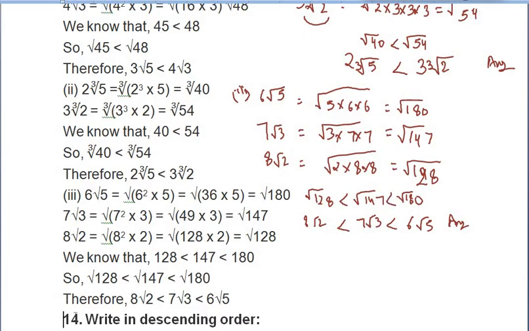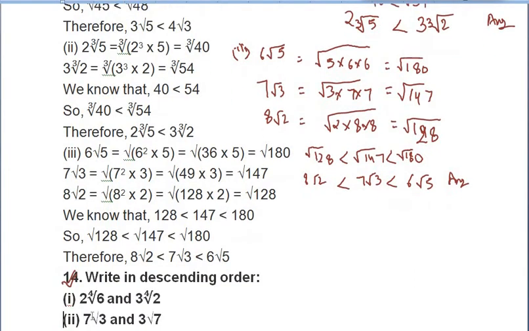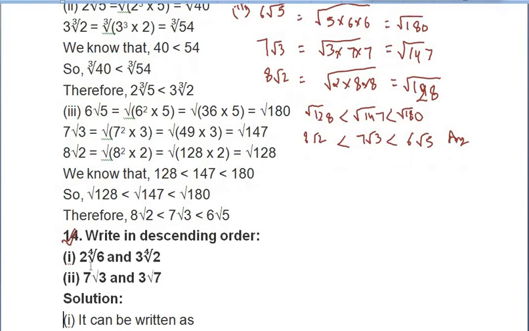Now the next question is question number 14, write in descending order. This descending order also you have to do in the same way. So here the numbers given are 2 4th root 6, 3 4th root 2. First you pause the video and try to solve these questions by yourself, so that you can also have the practice. If you can't do it, then only look at the solution.